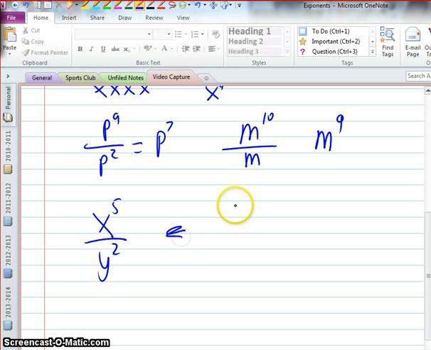Careful with something like this. Remember, the bases have to be the same. We would simply say this here can't be simplified. Unless the bases are the same, we're not going to get anything done.